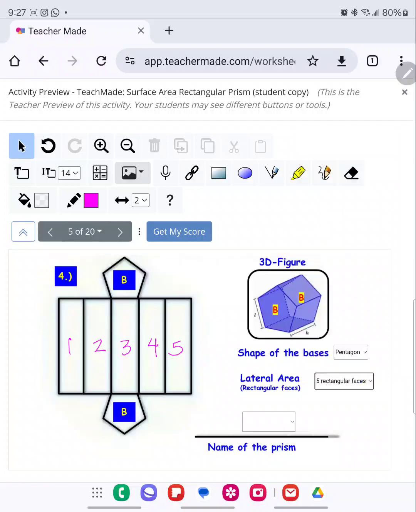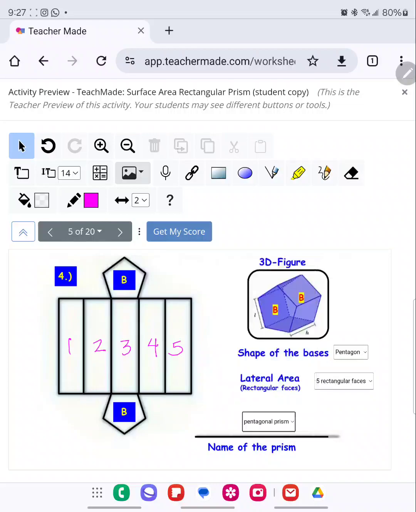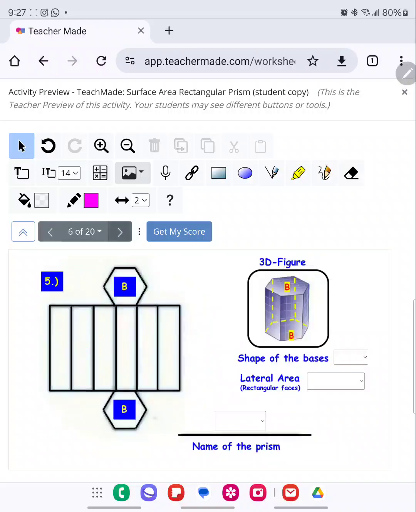5 rectangular faces, right? That's your lateral area. So what's the name of this prism? You want to look at the bases. It's a pentagon. So then we're going to call this a pentagonal prism. Okay? All right, let's move on to number 6.